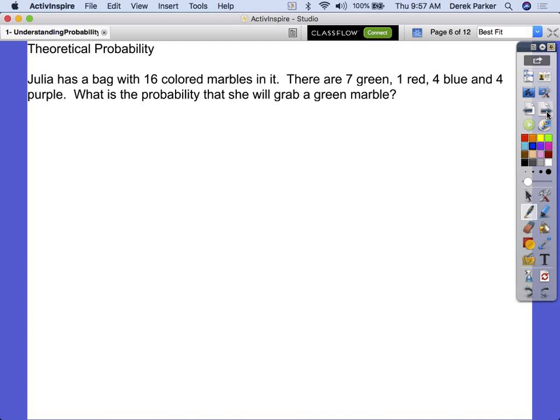Okay, so your denominator should have been 16. Those are all the outcomes that are in that bag. Okay, what is the probability that she will grab a green marble? Well, we look up there. There are 7 green, 7/16. So the theoretical probability for that problem is 7/16. 7 is a prime number. It is not a factor of 16. There's my answer, 7/16.